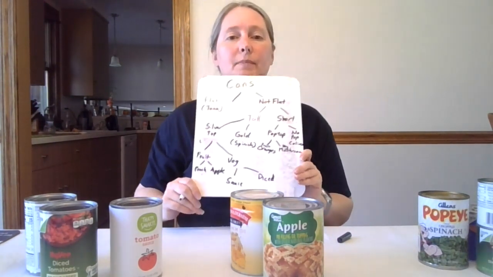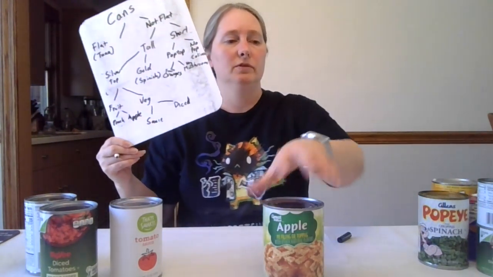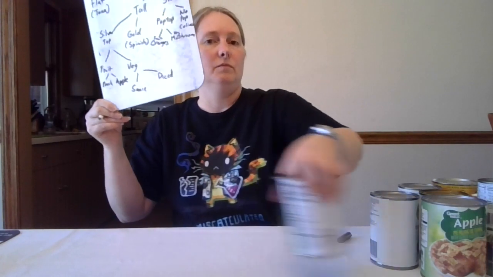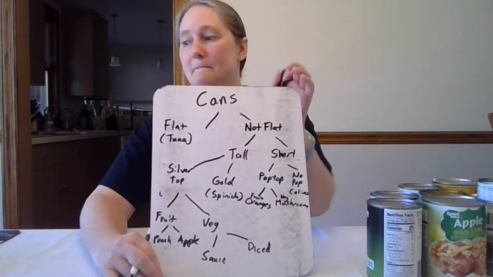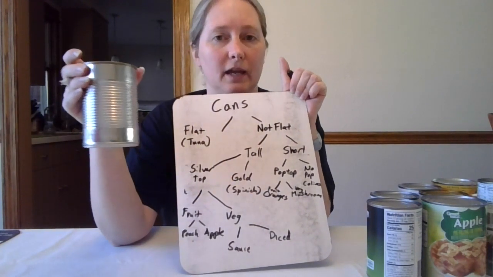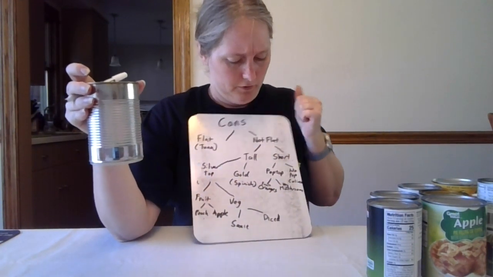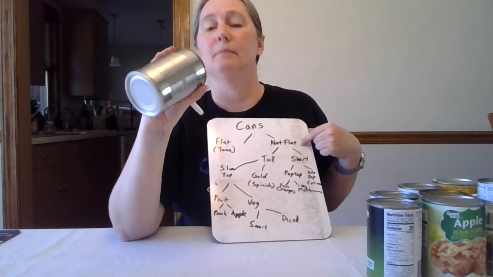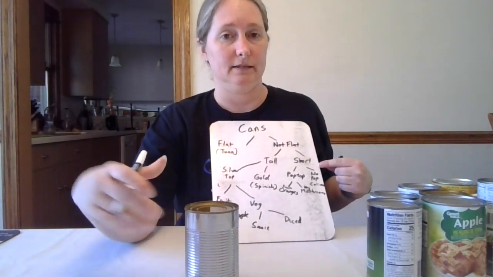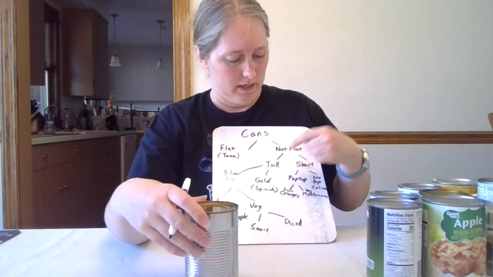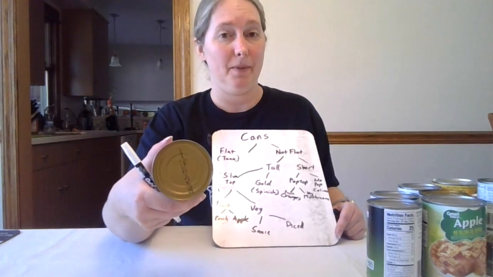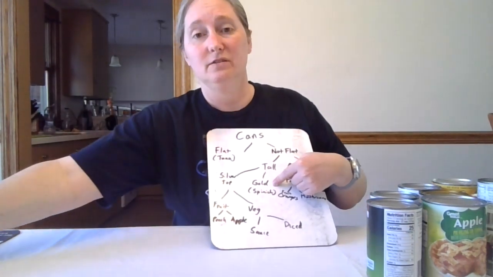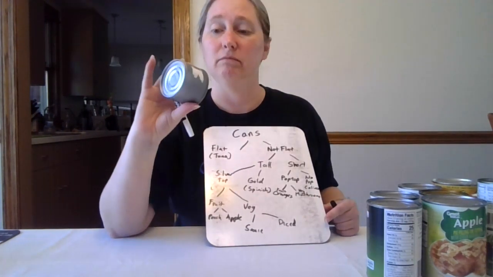Okay, so I have now my dichotomous key. I have sorted through and looked at the properties of the cans and seen what I have. So now I'm going to take that mystery can. Is it a flat can? Nope, not flat. Is it tall or short? I'd say it's a tall can. Does it have gold or silver on the top? Gold. So what is this can probably? Spinach.